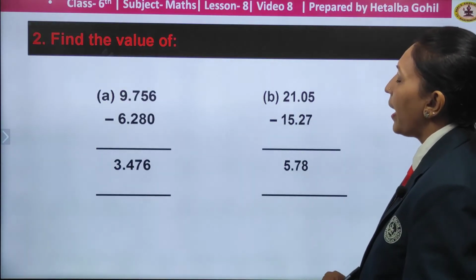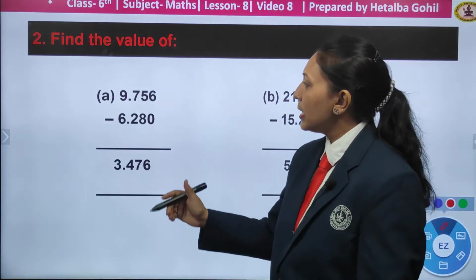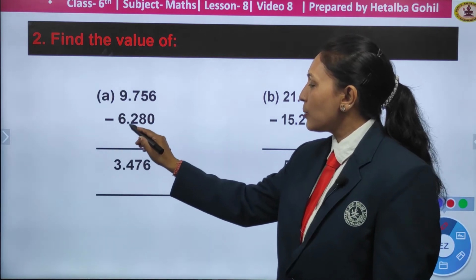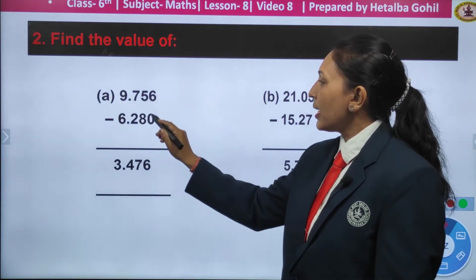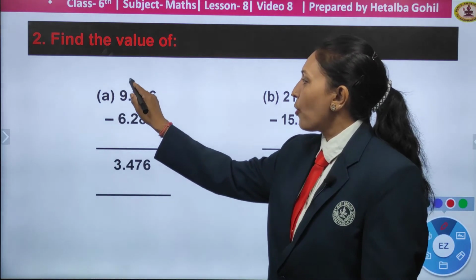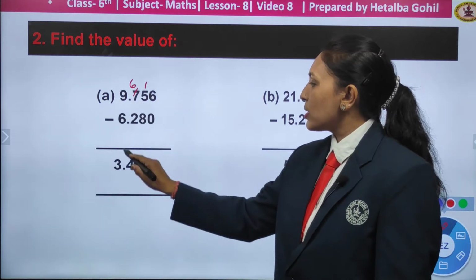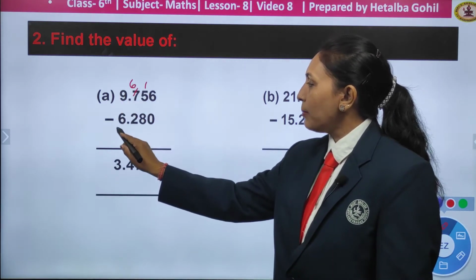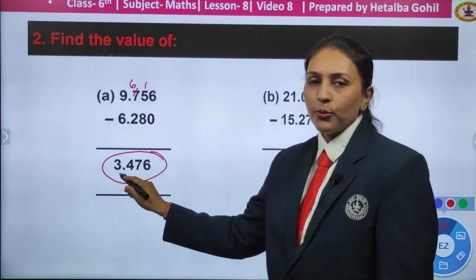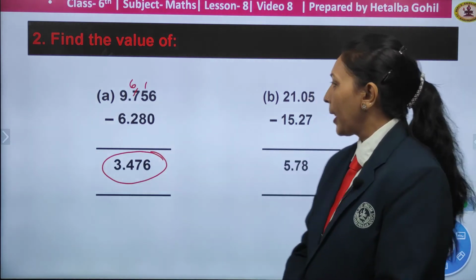Now here, find the value of, that means here too we have to do the subtraction of the decimal numbers. The first one, 9.756 minus 6.280. 6 minus 0, 6. I cannot subtract 8 from 5, so borrowing from here, 15 minus 8, 7. 6 minus 2, 4. And here 9 minus 6, 3. Most important children, don't forget to place the decimal point as you cross the decimals.